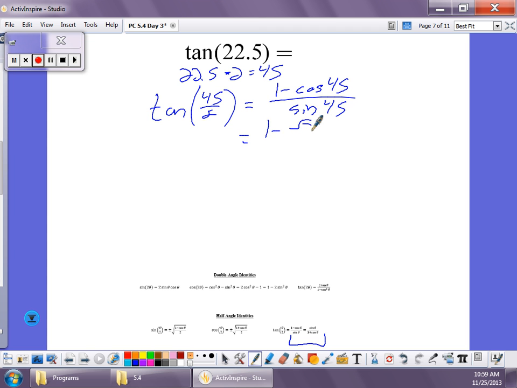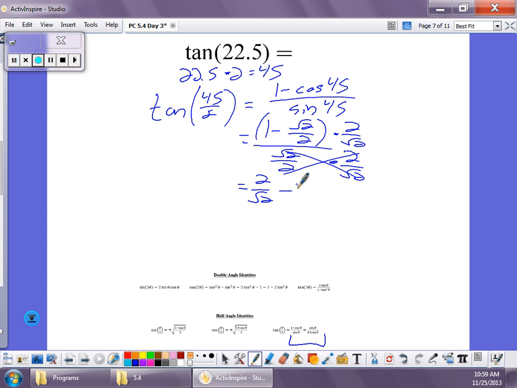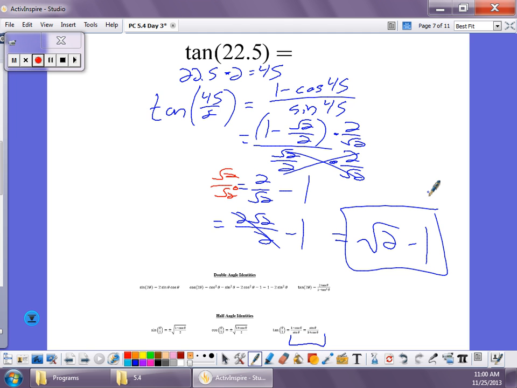So 1 minus root 2 over 2, over root 2 over 2. And now again I have a complex fraction here, so I need to multiply by the reciprocal of the denominator. That cancels. And again we have to distribute. So we get 2 over root 2 minus 1, since both of those cancel. So you could leave your answer like this and that would be fine, but if you do want to clean it up a little bit, you could rationalize this value by multiplying by root 2 over root 2. So ultimately what you would get is 2 root 2 over 2 minus 1. Those 2's cancel, so you get root 2 minus 1, which is a pretty nice answer.